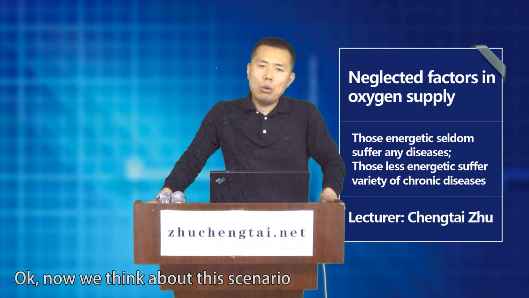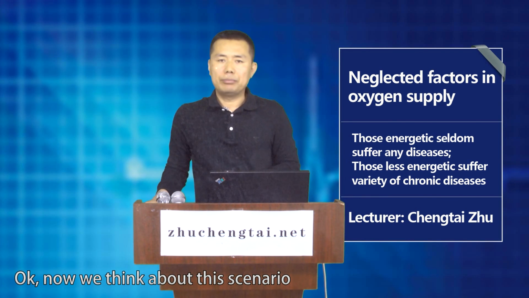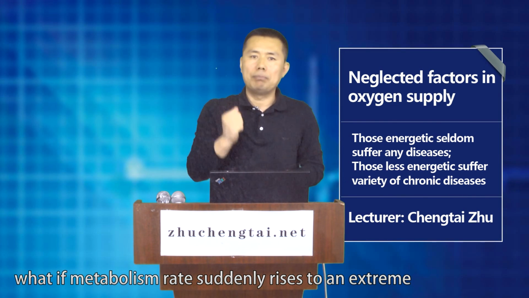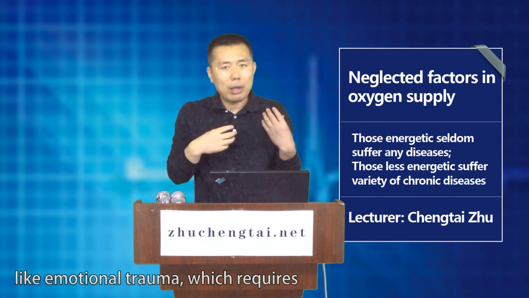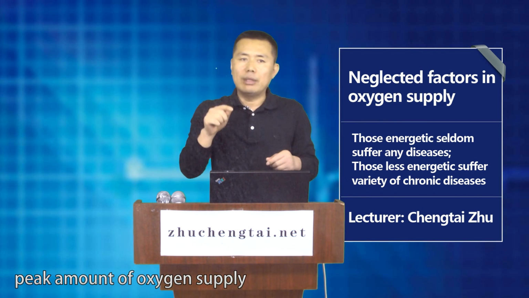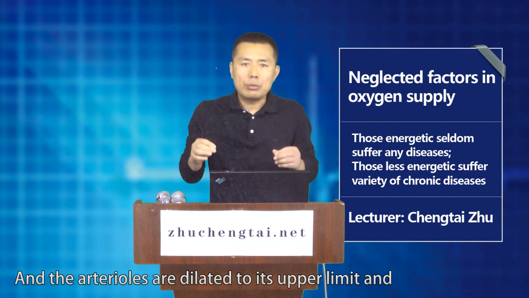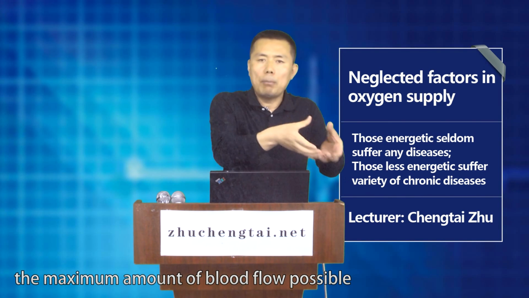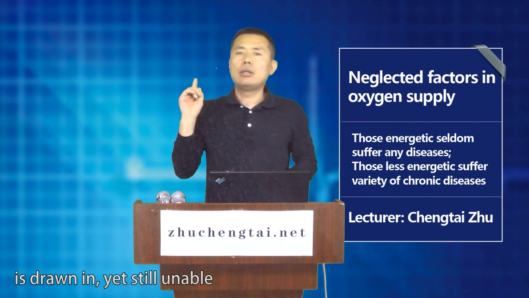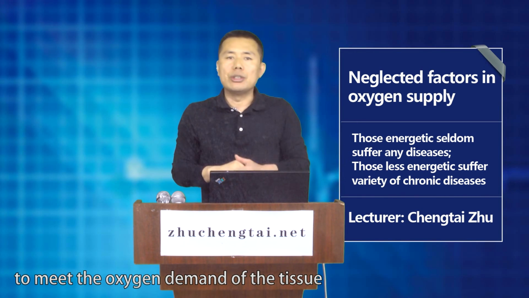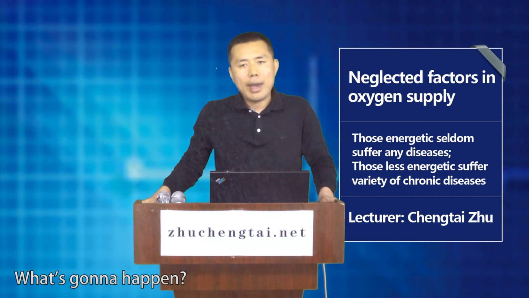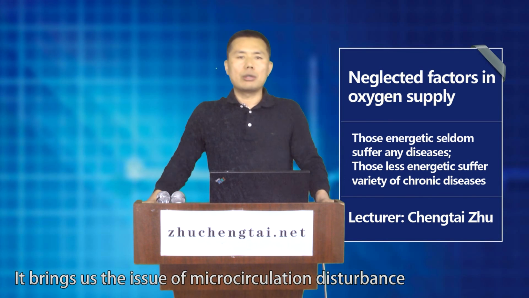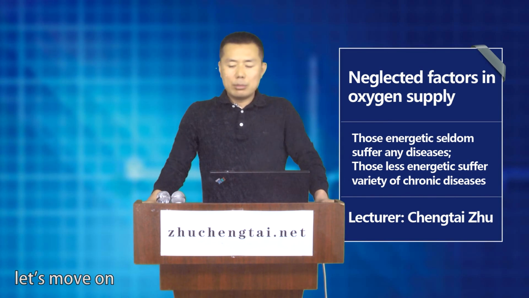Okay, now we think about this scenario. What if metabolism rate suddenly rises to an extreme, like emotional trauma, which requires a peak amount of oxygen supply, and the arterioles are dilated to their upper limit, and the maximum amount of blood flow possible is drawn in, yet still unable to meet the oxygen demand of the tissue? What's going to happen? It brings us to the issue of microcirculation disturbance. Let's move on.